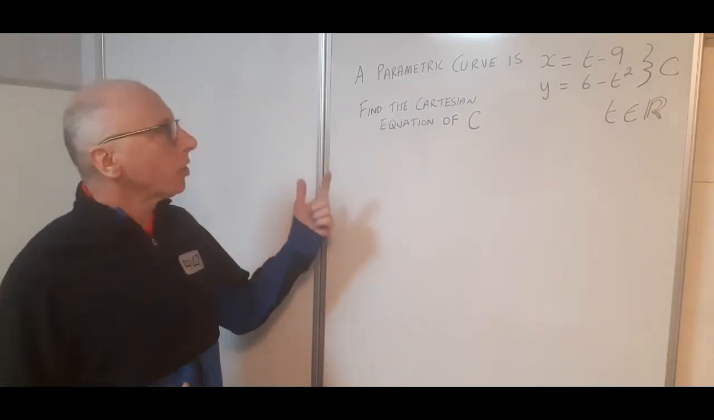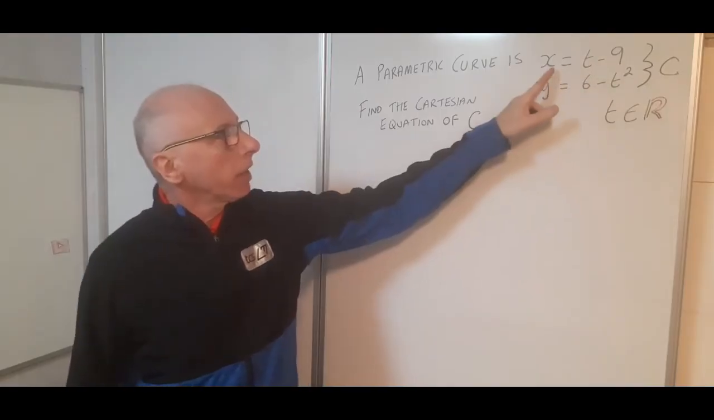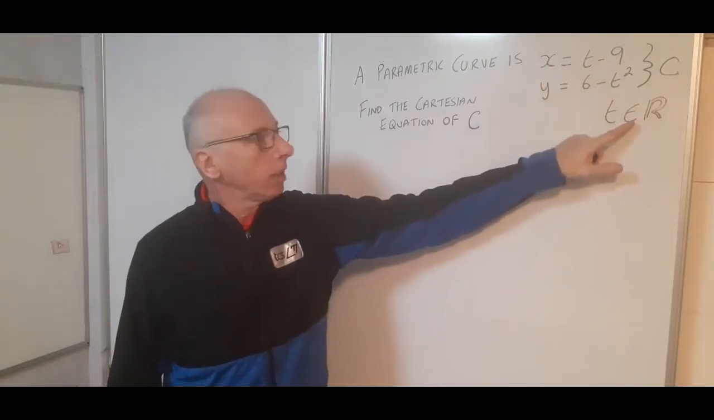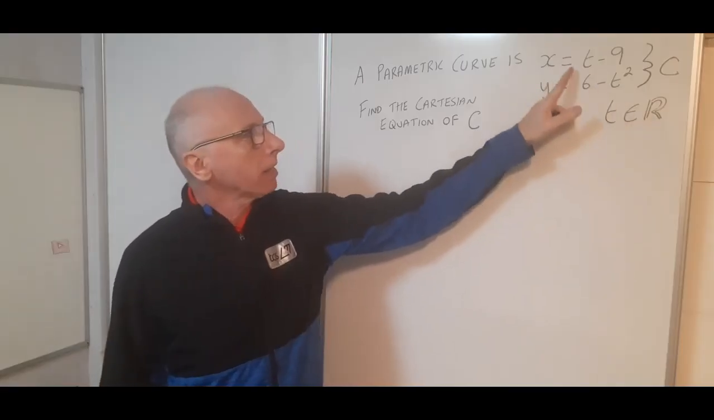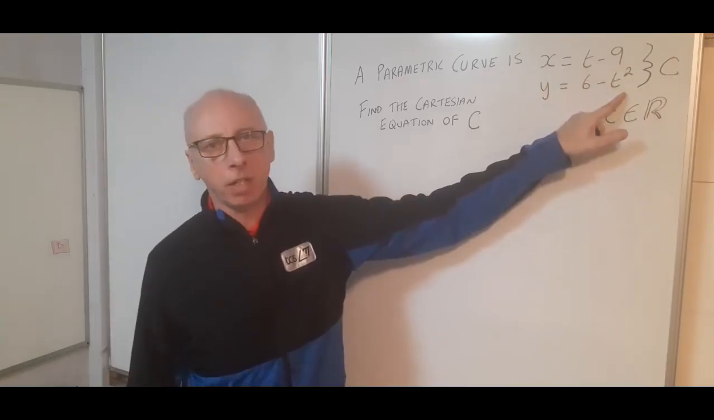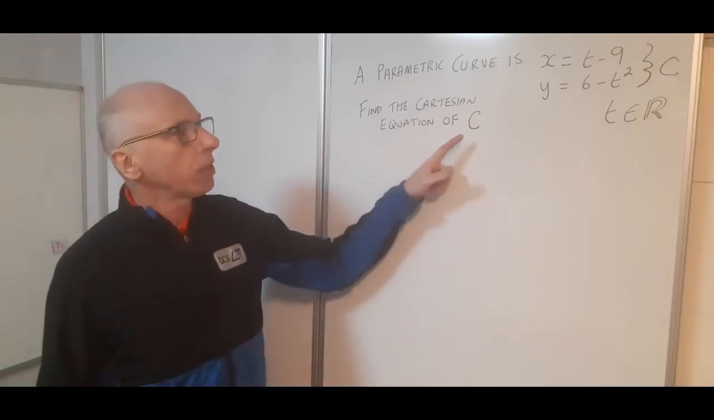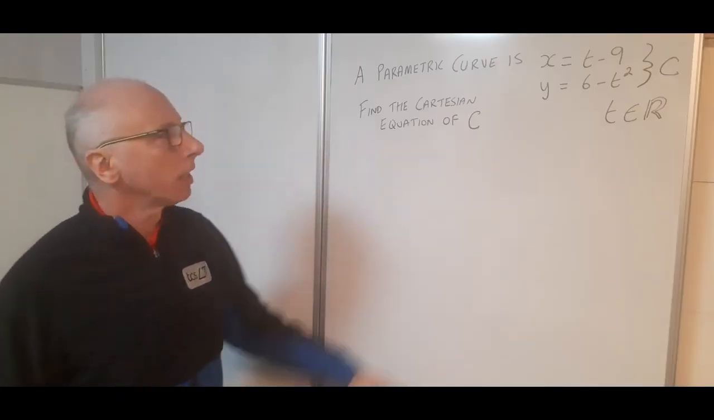So here we've got a parametric curve, called the curve C, and it's defined using the parameter t, which is any real number: x equals t minus 9 and y equals 6 minus t squared. What we want to do is find the Cartesian equation of this curve C.